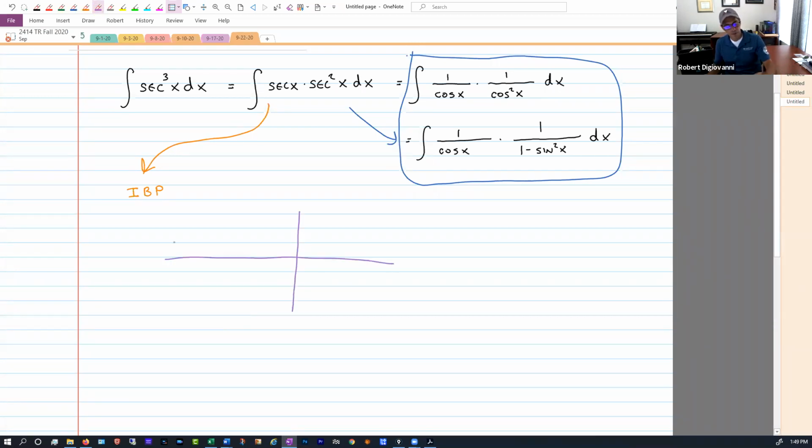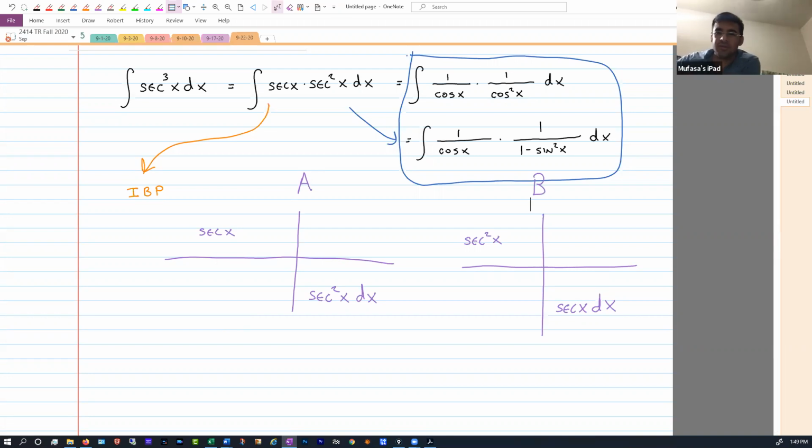So we have two integration by parts things to consider. One of them is to let this be secant x and this to be secant squared x dx. The other option is to do it the other way around. Secant squared x here and let it be secant x dx there. So we have option A and we have option B, right? I think we could do A as well. Let's do a poll from the class.